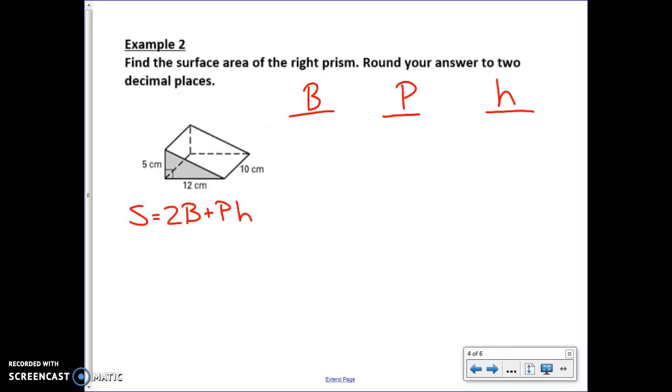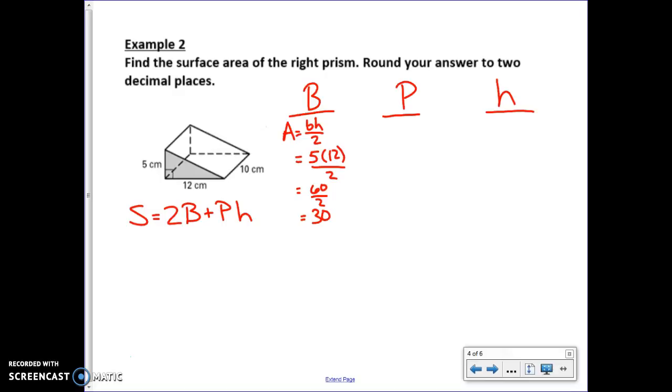So area of the base in a triangle, it's going to be base times height over 2. So I have 5 times 12 over 2. So 5 times 12 gives me 60, over 2 would give me 30. That's the area of the base.